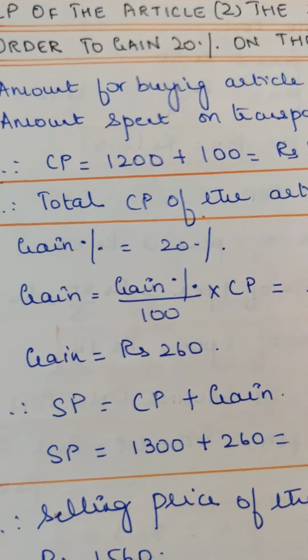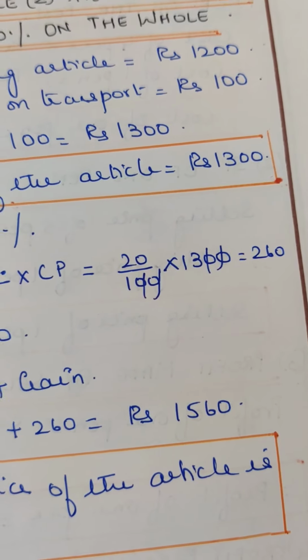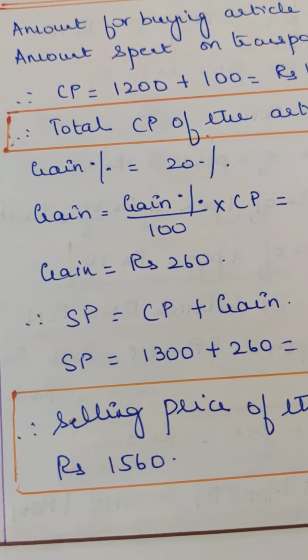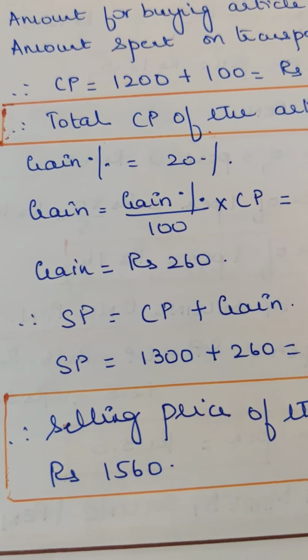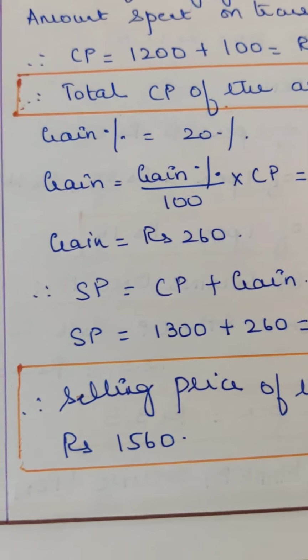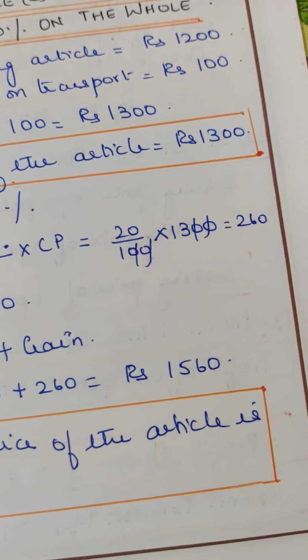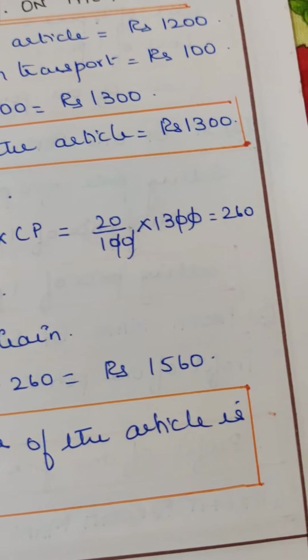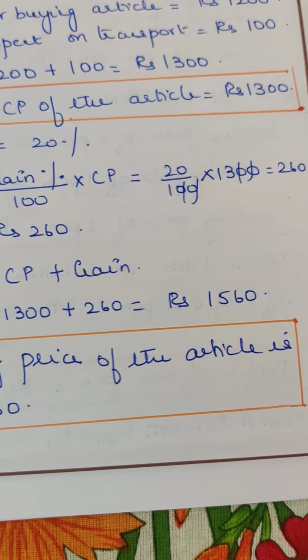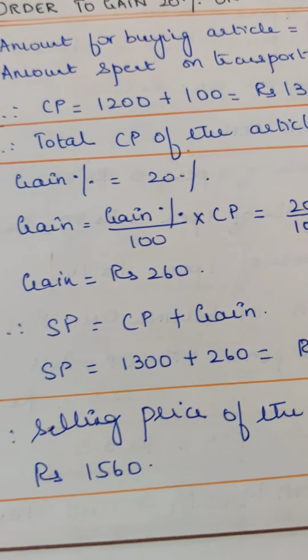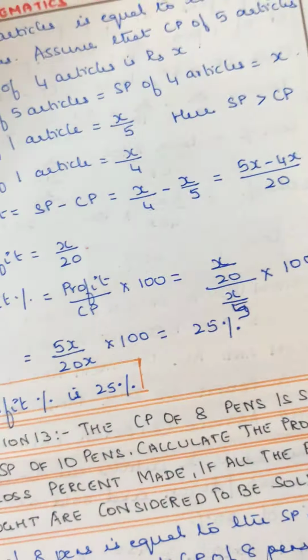Gain percent is equal to 20%. Gain is equal to gain percent by 100 into cost price, that is equal to 20 by 100 into 1300, that is equal to 260. Gain is equal to rupees 260. Selling price is equal to cost price plus gain. Therefore, selling price is equal to 1300 plus 260, that is equal to rupees 1560. Therefore, selling price of the article is rupees 1560. Hope this is clear.